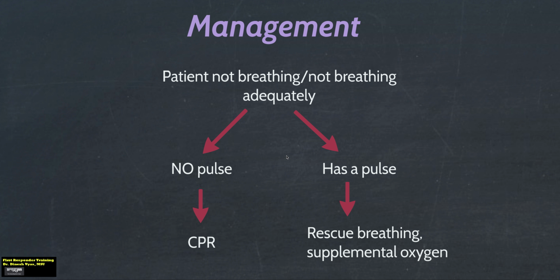After we've assessed airway and breathing, continue with the ABCs to include circulation assessment. A patient who has no pulse, who is not breathing, will require CPR. A patient who has a pulse but is not breathing or is not breathing adequately will need rescue breathing and supplemental oxygen.